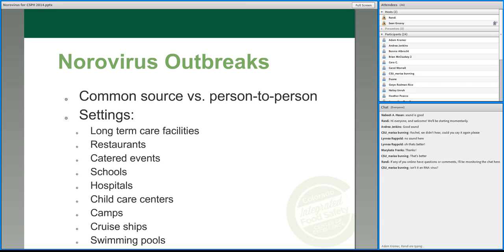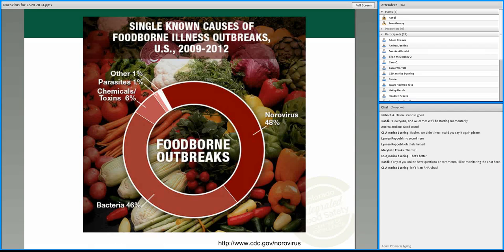Other outbreaks are entirely person-to-person, so you have an individual who's sick, they come in contact with others and expose them, and it just kind of keeps moving from there. And these tend to have a more gradual kind of epi-curve. The settings that you see these happening in include long-term care facilities, that's a really large one, restaurants or catered events, schools, hospitals, child care centers, camps, cruise ships, swimming pools. We've had norovirus outbreaks in swimming pools. So it's kind of the who's who and the where's where of outbreaks. Norovirus really can cause an outbreak in most places.